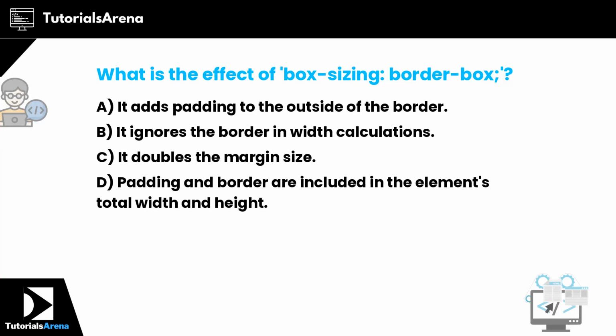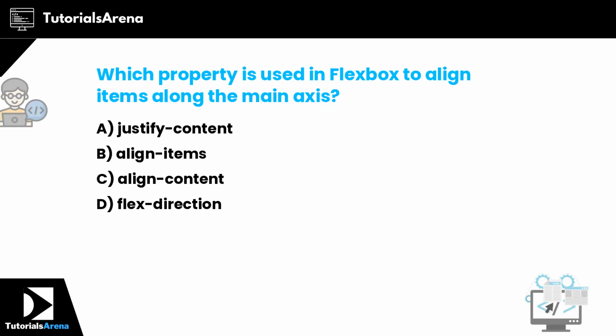What is the effect of box-sizing: border-box? The correct answer is option D, padding and border are included in the element's total width and height. Which property is used in flexbox to align items along the main axis? The correct answer is option A, justify-content.